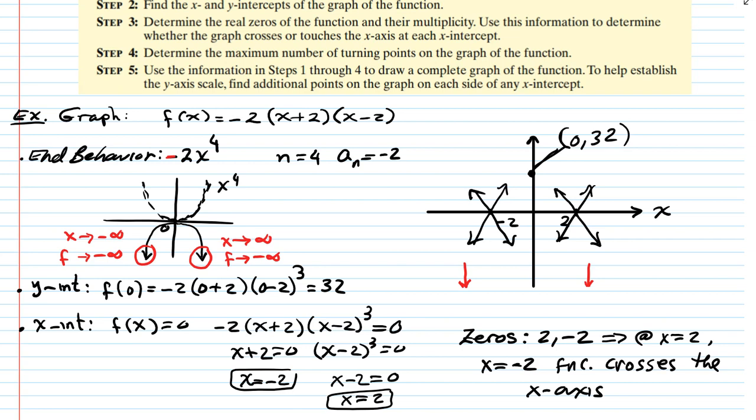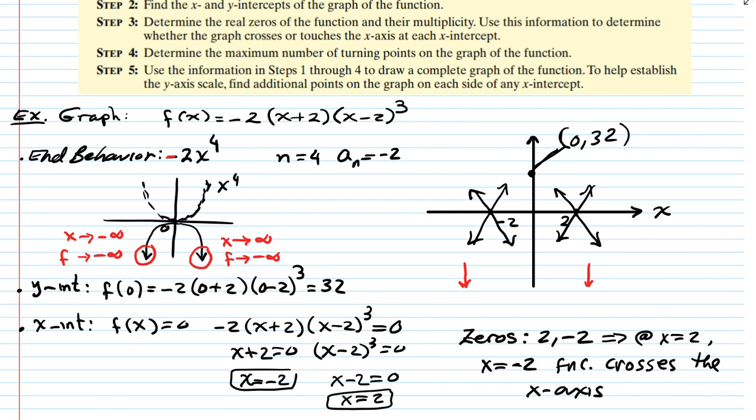Now, step 4, determine the maximum number of turning points. Remember, the maximum number of turning points is n, the degree of the polynomial, minus 1. Oh, sorry, it looks like I removed the cubed here. I was looking at this, how did I get 4? So, actually, what I said earlier still works. I got lucky because both of these factors have odd exponents, so everything I said still holds. But please be careful. Unlike me, do not erase that 3.